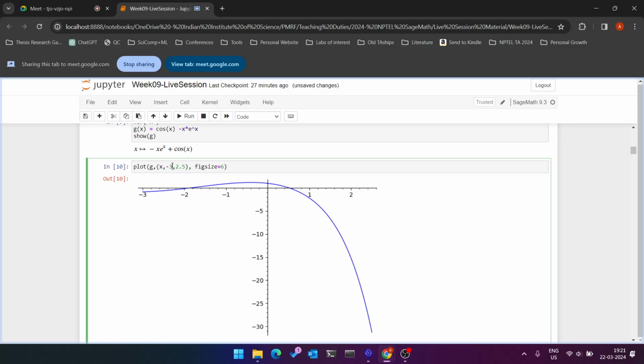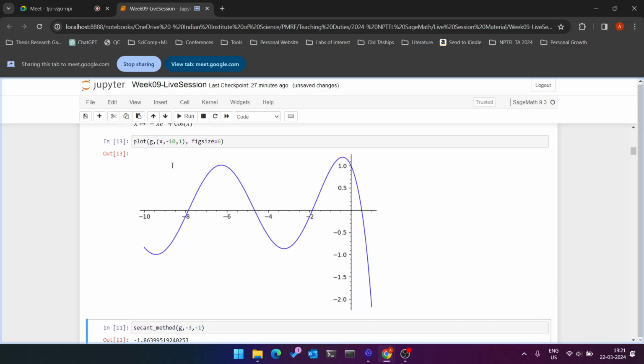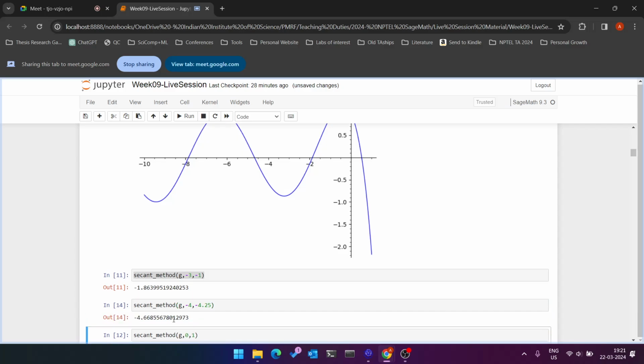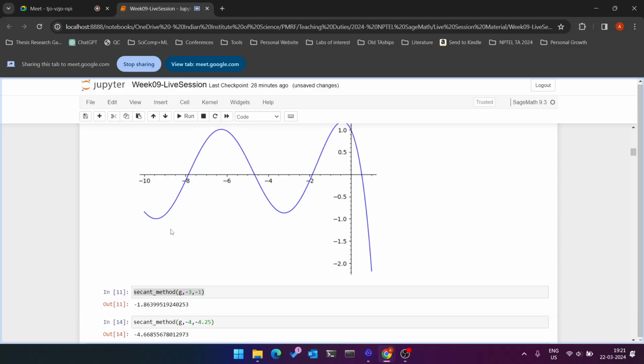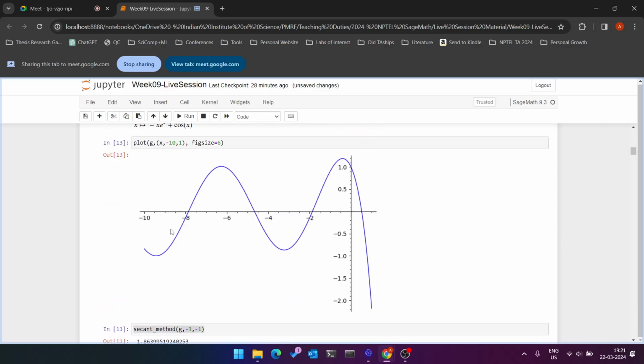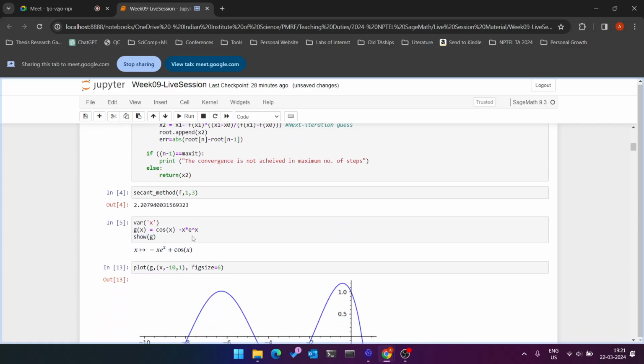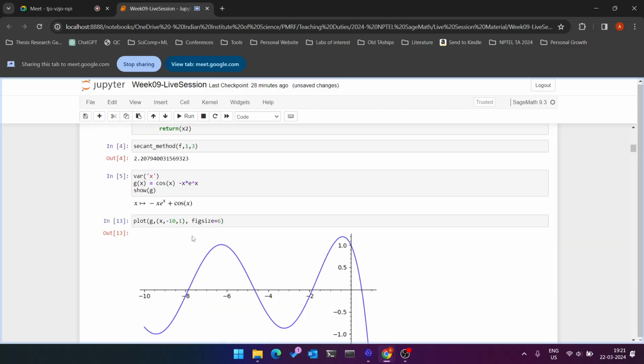If I have to say do it to minus 10 and 1, I can see that I have more roots here, so I could say find the root between minus 4 and minus 4.25. That gives me this root. So we could calculate like this seems to have like an infinite number of roots. We just were asked to find one of those. So this solves this particular problem.